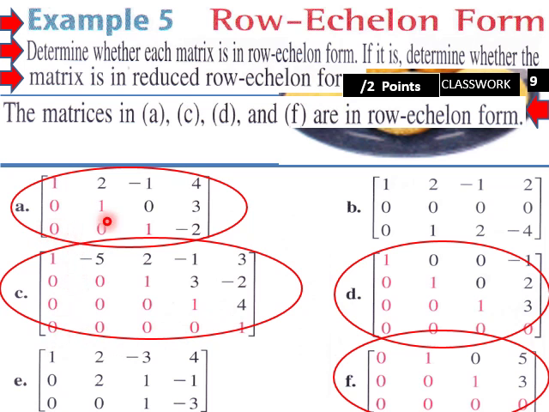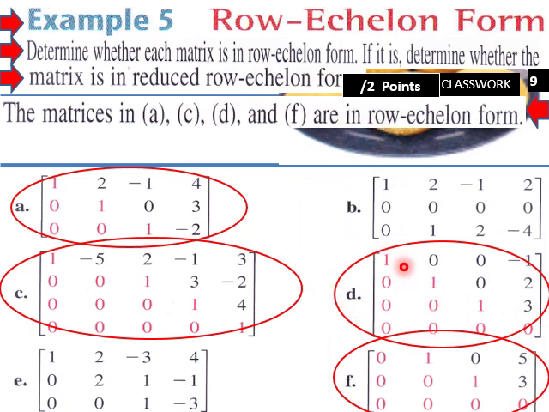So these are in row echelon here. They have 0s and 1s here. Our leading entries here are all 1s. These are all leading 1s, so they're reduced row echelon here.